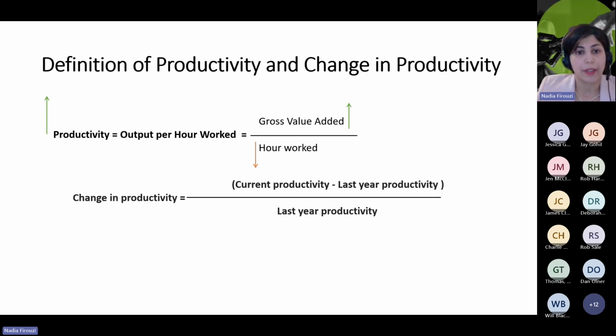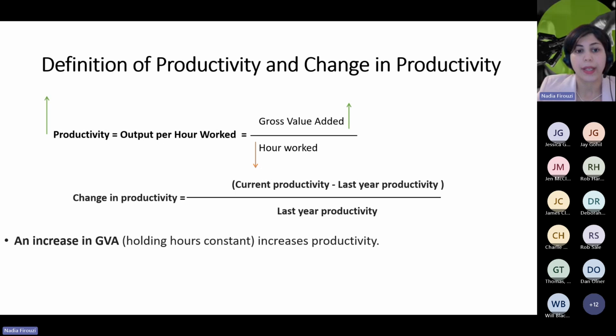So in this definition, when we want to calculate changes in productivity, we divide the current productivity by the previous year's. Increasing GVA while hours are constant boosts productivity, while increasing hours worked with constant GVA reduces productivity. Therefore, productivity increases by increasing the GVA or decreasing labor hours.